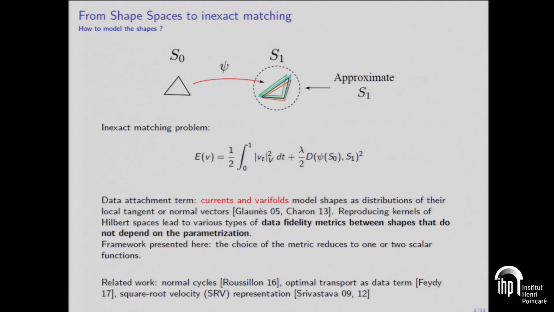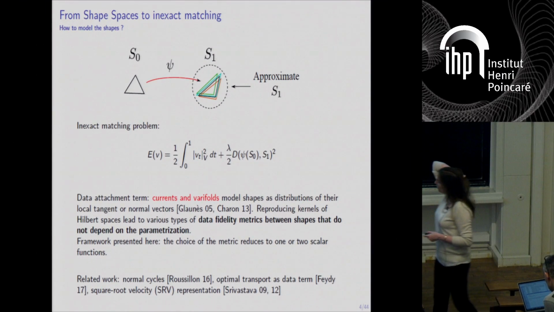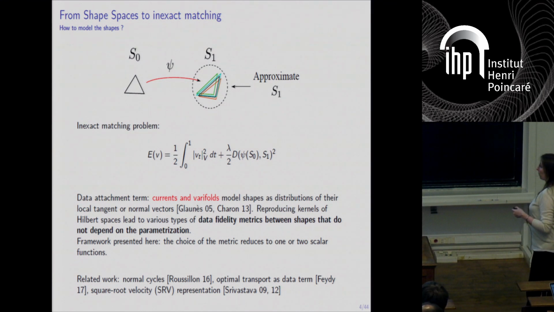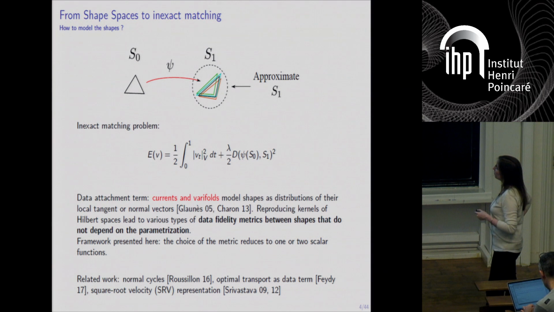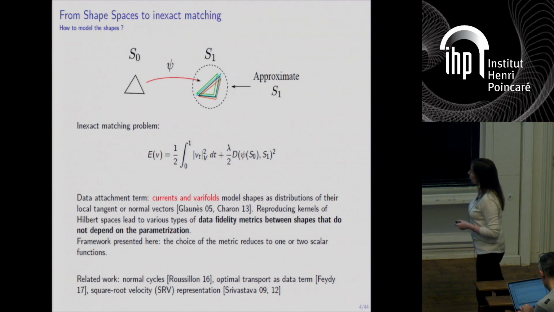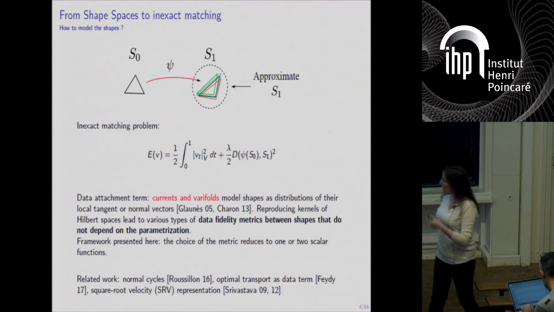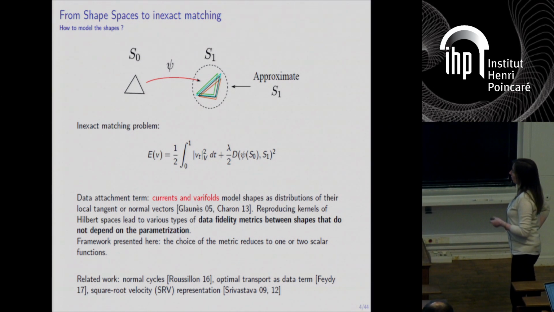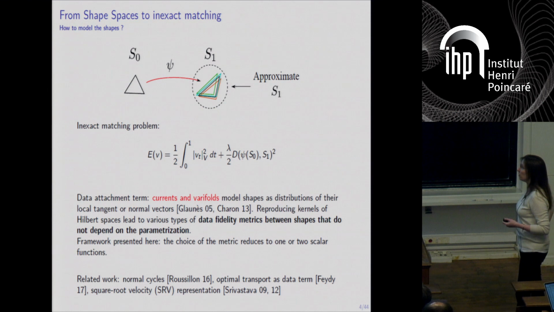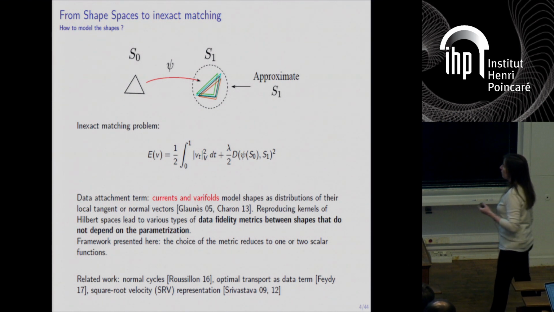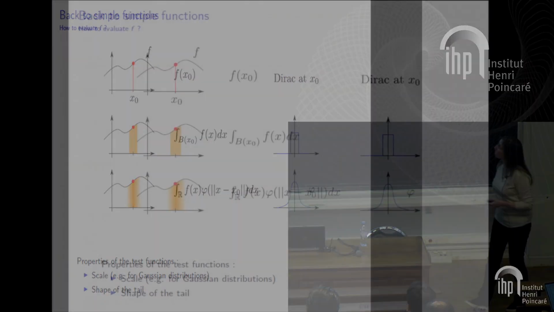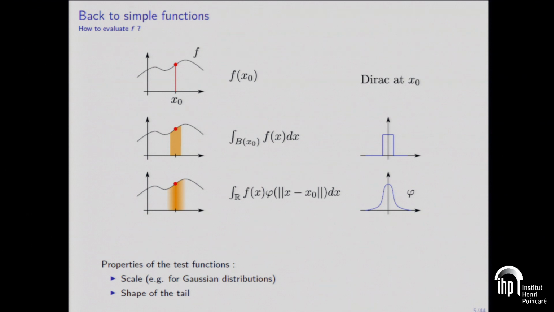Jean Fédy, over these last 2 years, has studied the bridge between large deformation models and optimal transport. And yesterday we had the talk of Anuj on square root velocity representation. I guess the main difference is that the definition of currents and varifolds does not involve the parametrization of the shapes.